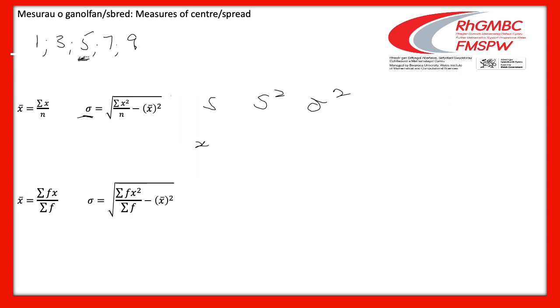Of course my x bar is going to be 1 plus 3 plus 5 plus 7 plus 9, all divided by 5. 1 plus 3 plus 5 gives me 9, 16, 25. So I've got 25 over 5, which gives me 5. So as I said, my median and my mean are actually in the same place. I don't have a mode in this particular case because my data only occurs once.